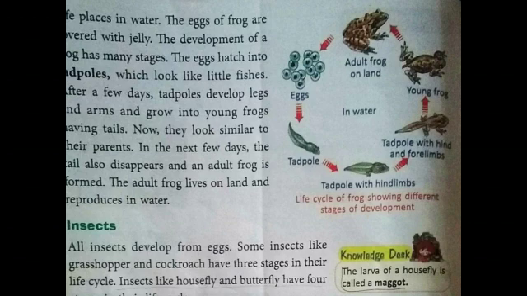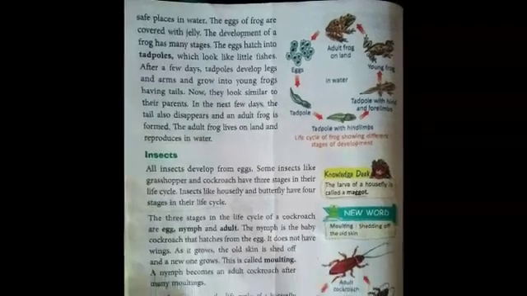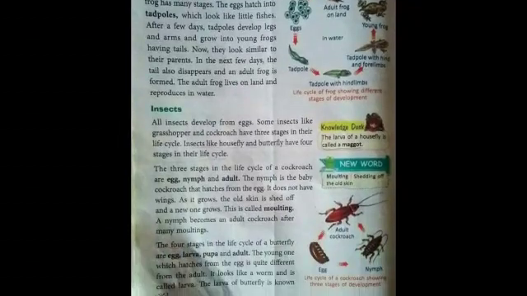This is the life cycle of a frog: eggs, after hatching, tadpole, then tadpole with hind limbs, tadpole with hind and forelimbs, then young frog, and after that adult frog. Right. Now let us learn about insects.